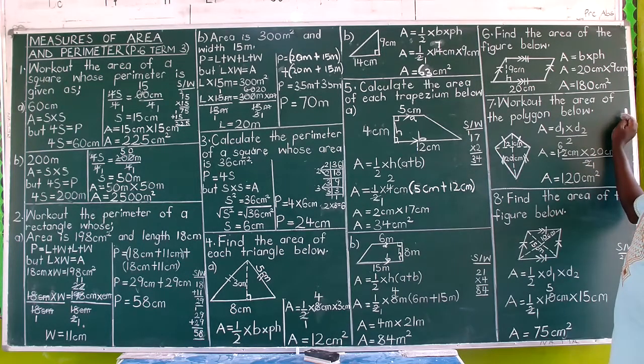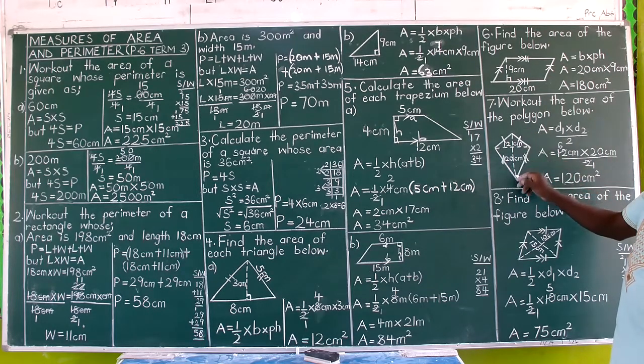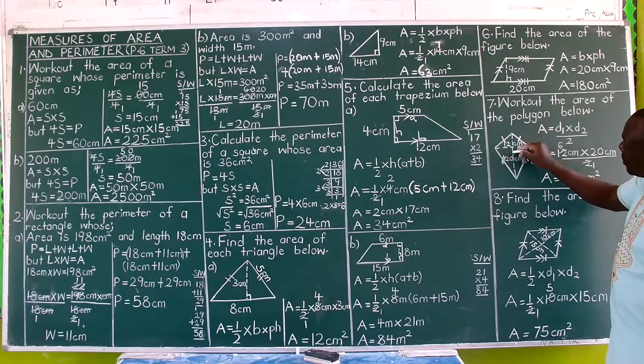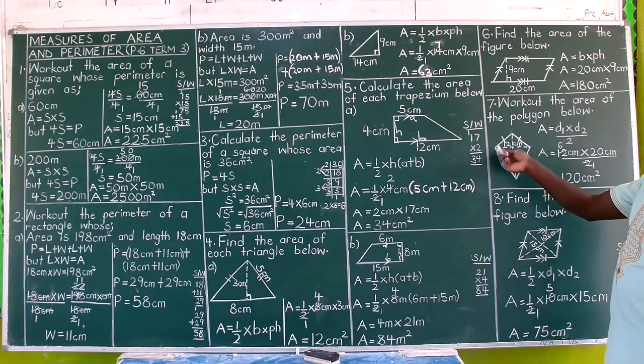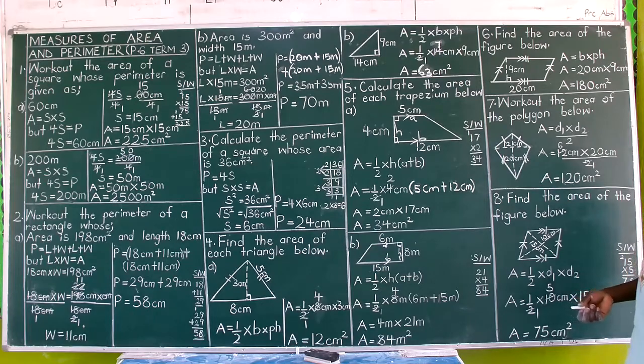What do we call a diagonal? A diagonal is a line drawn from one corner to the opposite corner of the same polygon. So this line you see dotted here is called a diagonal. This is also a diagonal. So I've got two diagonals, the shorter and the longer. The shorter is called diagonal 1 and the longer is diagonal 2. The shorter diagonal is 12 centimeters and the longer one is 20 centimeters. So they are the ones you are going to use here.